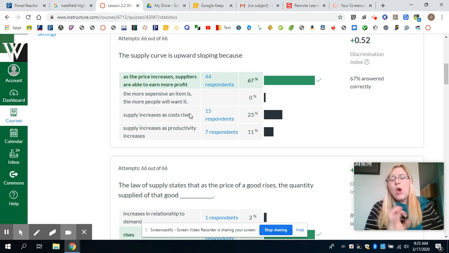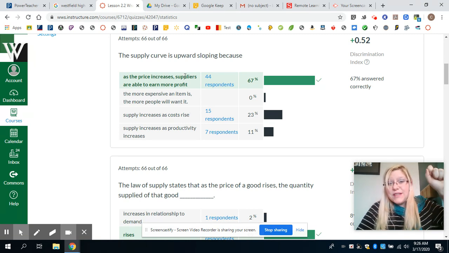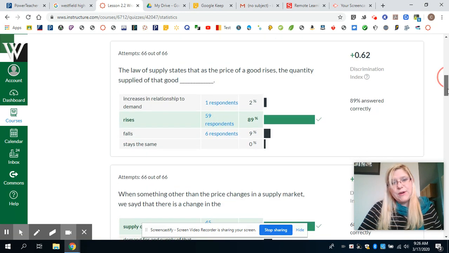Cost has to do with what it costs the producer. Okay, when we say the word price in economics, we're talking about the price that it's sold on the market for. When we say the word cost, we're talking about what it costs the producer to make that. And we haven't even talked about cost in this class. So the answer is, as the price goes up, the suppliers are able to earn more profit. Okay, and that's why that's the answer.